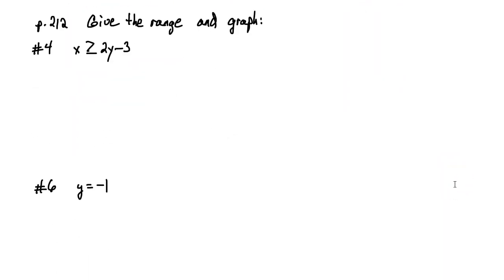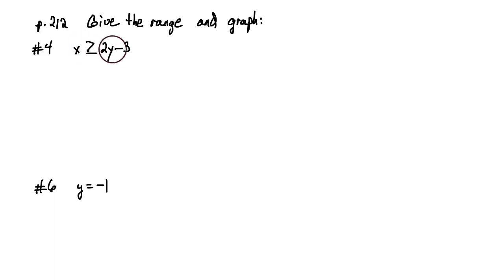On page 212, we're asked to give the range of the function and then graph the function. One thing I notice is that this is not a quadratic equation. It doesn't go to the second power. The x and the y both go to the first power. This is linear. Another thing I notice is the inequality symbol. We're going to graph a solid line and then shade one side or the other.